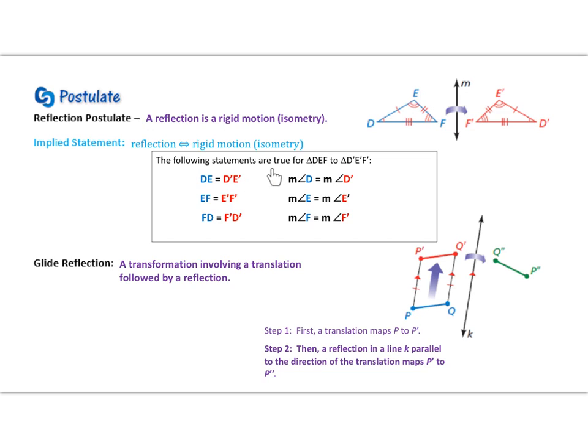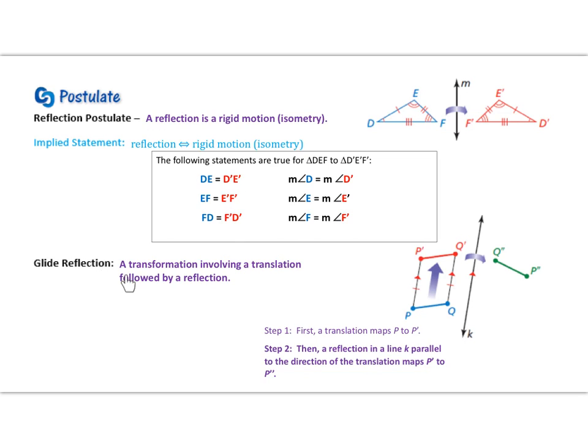So we know that the following statements are true for any image. Specifically, in this situation, triangle DEF mapped onto D prime, E prime, F prime. We maintain length, so the length from D to E is equal to the length from D prime to E prime. So all of our segment lengths for the object that we're reflecting maintain length and angle measure, as we can see in our statements here.